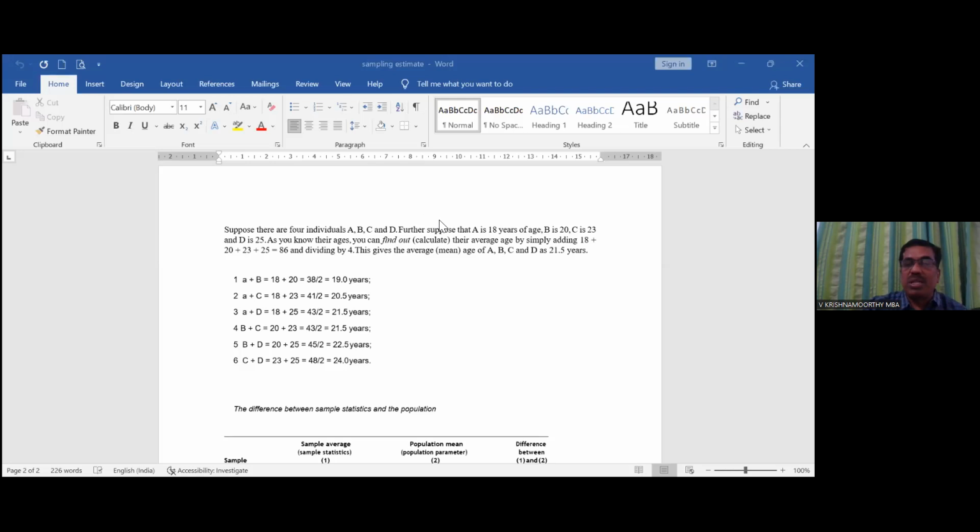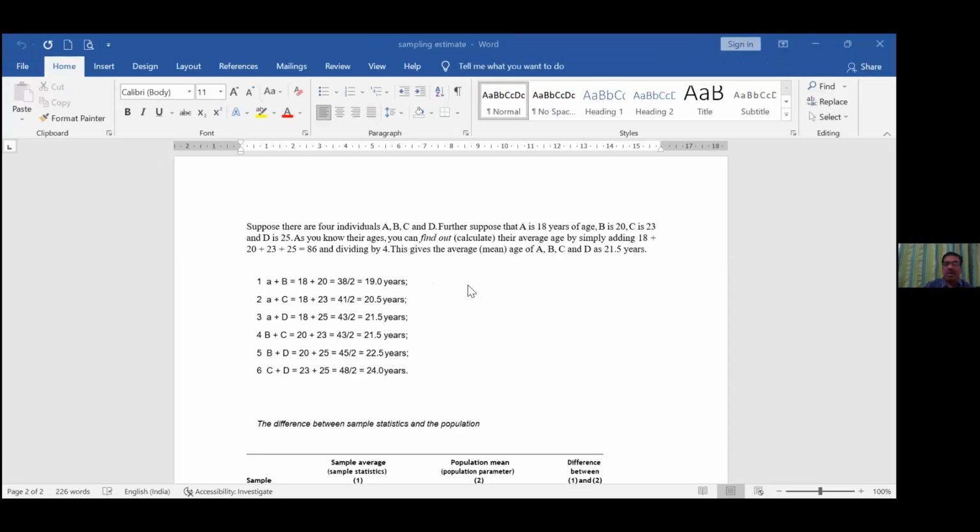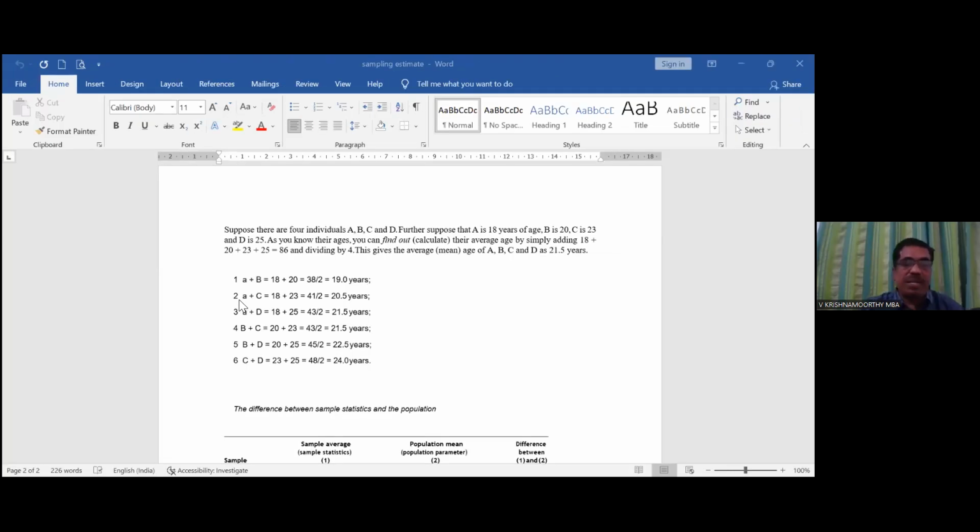These 4 students are considered as the entire population. As a researcher, I am taking 2 students as a sample, A and B. A's age is 18 plus 20, B's age. The total is 38. Calculating the average, it is 19 years.